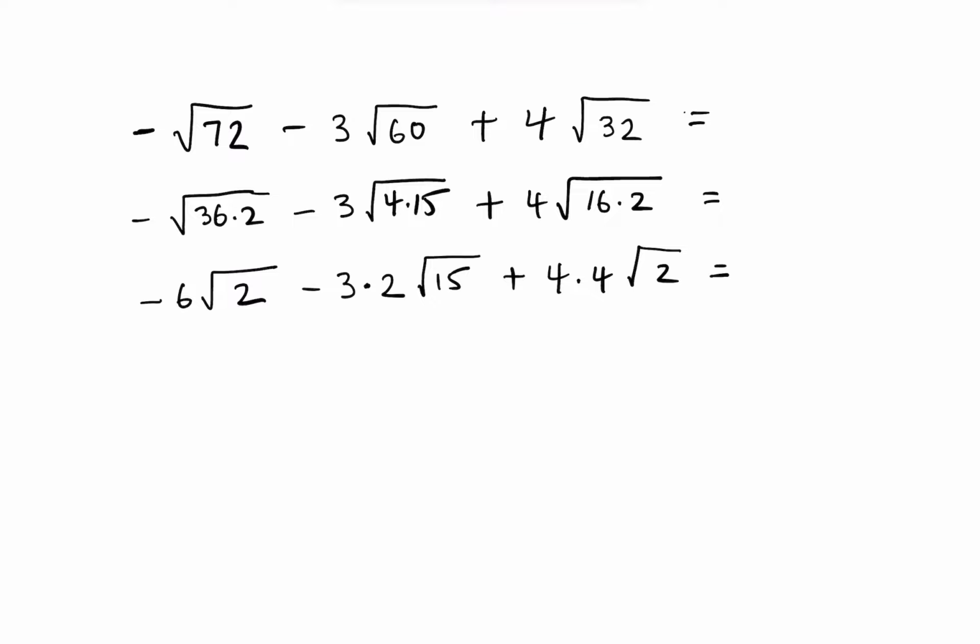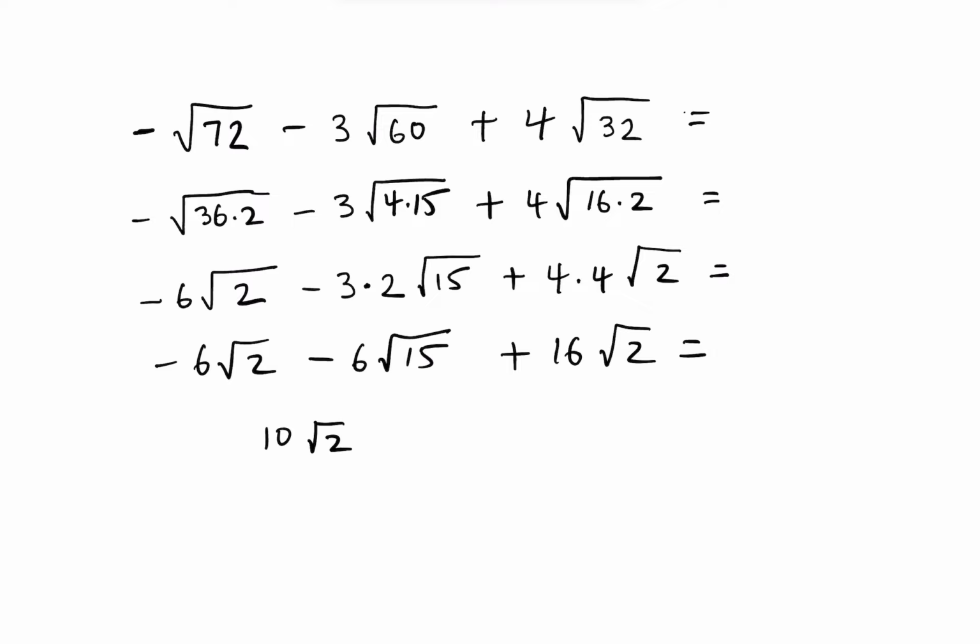And now if we look at all 3 of these terms, we see that this term and this term can be combined. Okay, so before we do that, let's go ahead and simplify this. This works out to negative 6 square root of 2 minus 6 square root of 15 plus 16 square root of 2. Okay, now we can combine these two terms. Negative 6 square root of 2 plus 16 square root of 2 works out to a positive 10 square root of 2. And then we write the remaining term, which is 6 square root of 15. And we can no longer simplify this further, so this becomes our final answer.